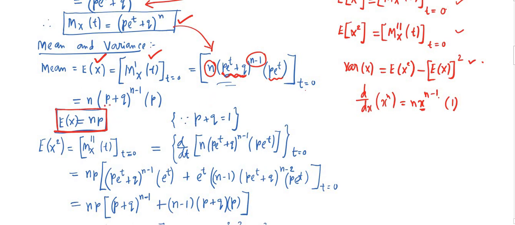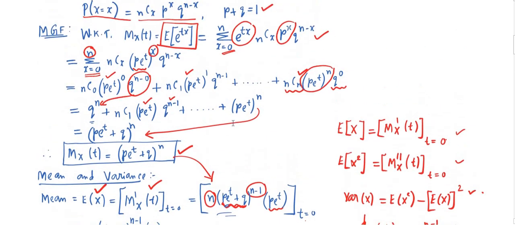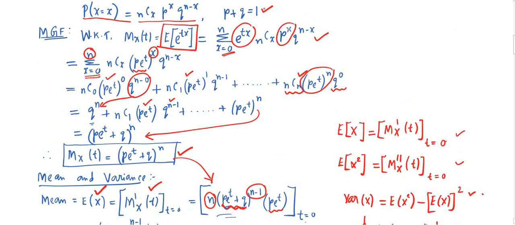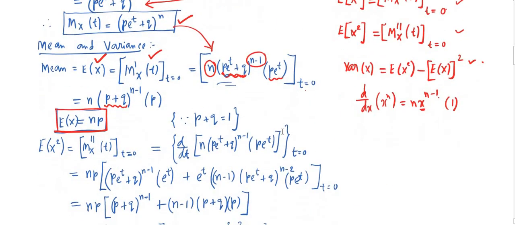Why? Because here we have p plus q. We already considered that the p plus q value is 1. The first step itself we assumed p plus q is 1. That I am replacing here.